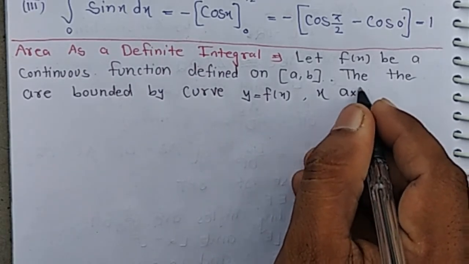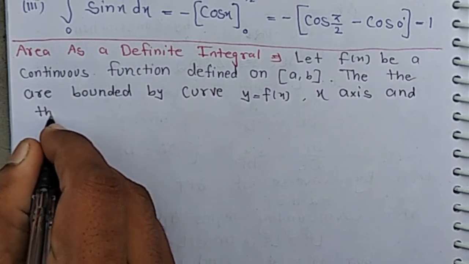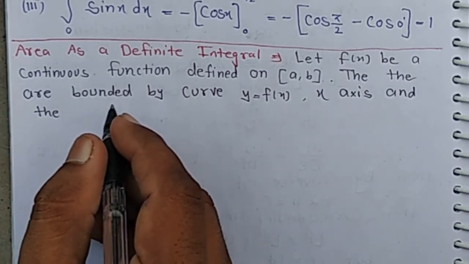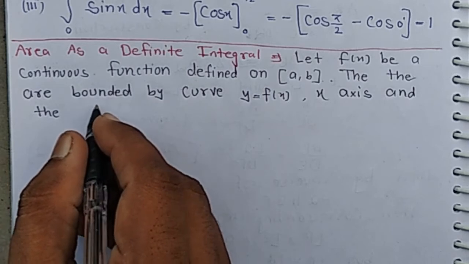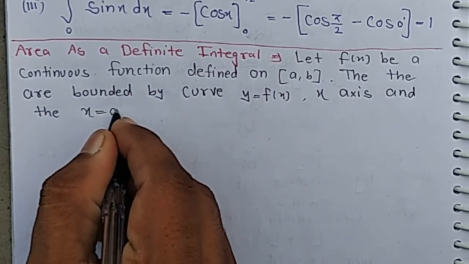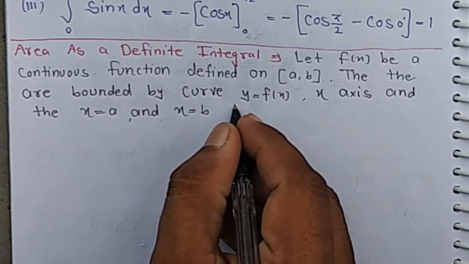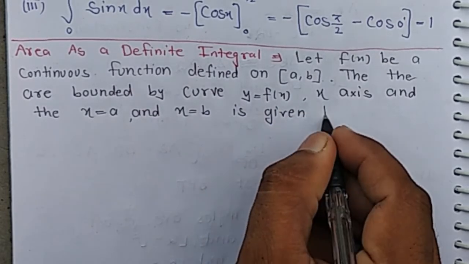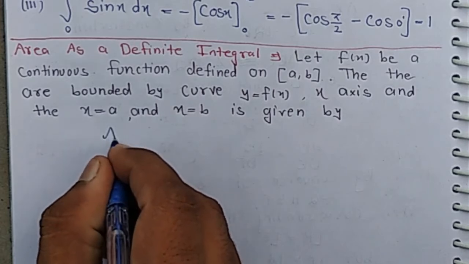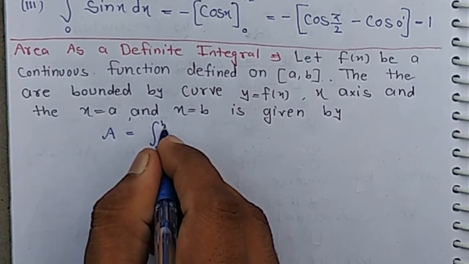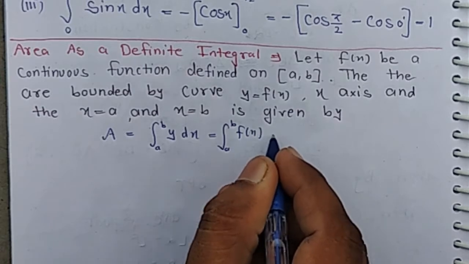the x-axis and the ordinates x equal a and x equal b is given by A equal integral a to b y dx or a to b f(x) dx.